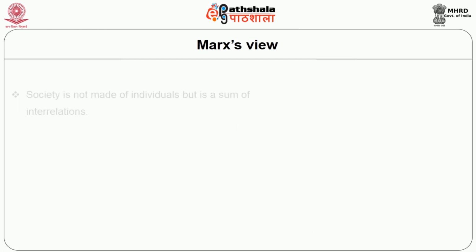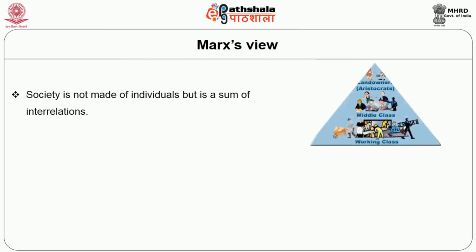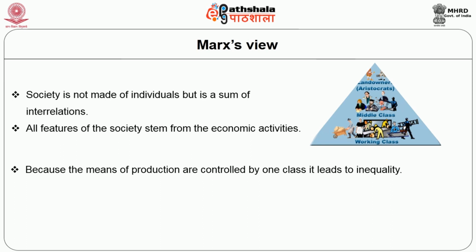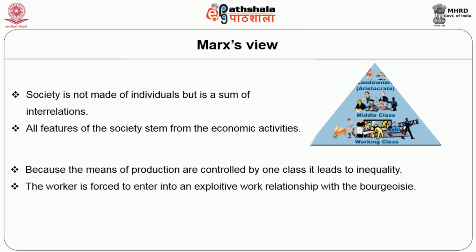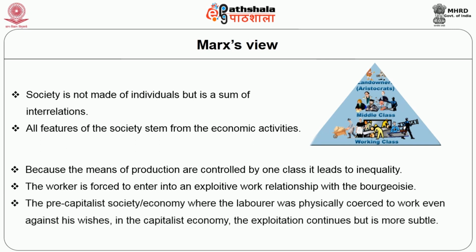For this approach, society is not made of individuals but is a sum of interrelations. All features of the society stem from economic activities. Exploitation is the feature that distinguishes between the social classes. Because the means of production are controlled by one class, it leads to inequality. The worker is forced to enter into an exploitative work relationship with the bourgeoisie. Unlike the pre-capitalist society, where the laborer was physically coerced to work even against his wishes, in the capitalist economy, the exploitation continues but is more subtle.